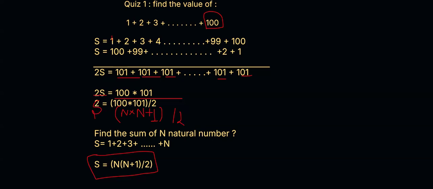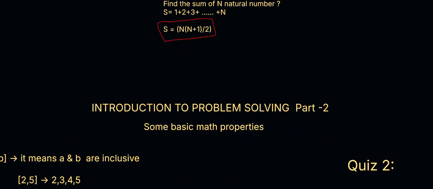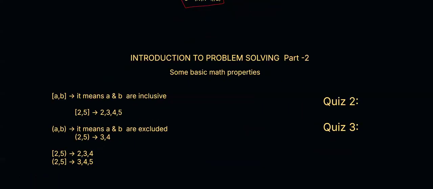Okay, now we will come to our second thing. We will go with some basic math properties. If you get a square bracket with a comma b, it means a and b are inclusive. For example, here you got a square bracket 2, 5, so you need to return it with 2, 3, 4, 5.